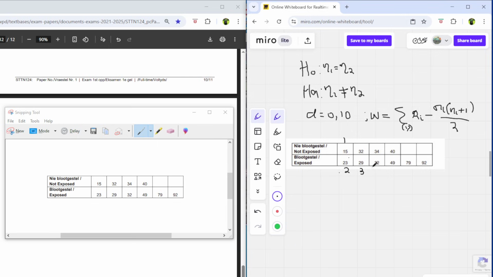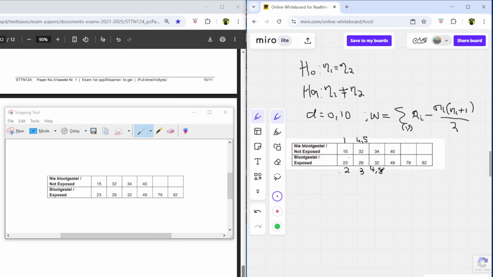30, 31, 32. So 32 comes twice, so it's going to be ranking number 4 and number 5. So we add the two rankings because these numbers are equal. So it's 4 plus 5 divided by 2, so this is going to be 4.5. And this one becomes 4.5 as well.